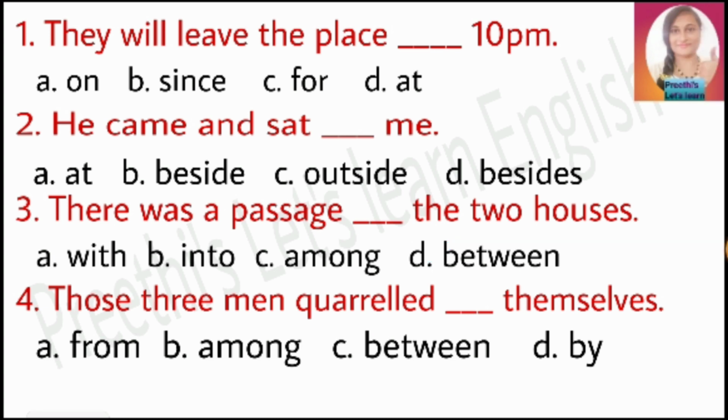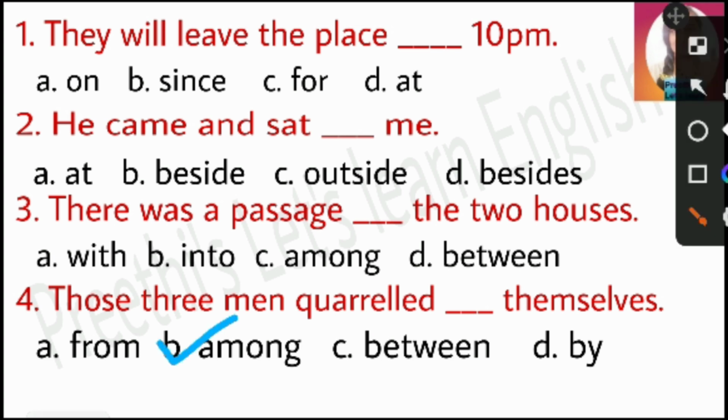Next one, fourth one, those three men quarreled blank themselves. Now the quarreling is not between two members, but more than two members. So when there are more than two members, we have to use the preposition among, whether it may be 3, 4, 100, 1000, whatever the number. If it is more than 2, we have to use among. See the options first: from, among, between, by. Now the correct answer is option B, among. Those three men quarreled among themselves.